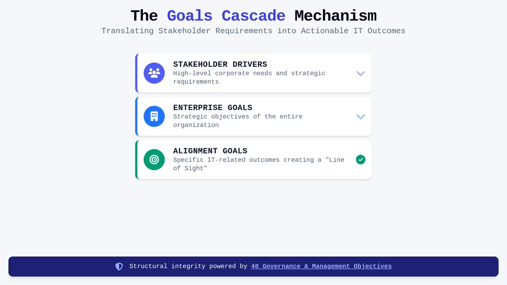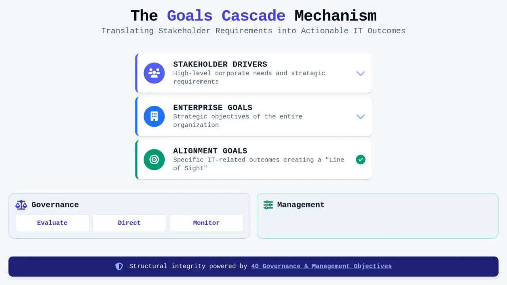This process is supported by the 40 governance and management objectives, which provide the structural integrity for the entire model. These objectives are grouped into the well-known domains of evaluate, direct, and monitor, as well as align, plan, and organize. Integrating these into your practice requires an understanding of how they interact within the larger governance system architecture.